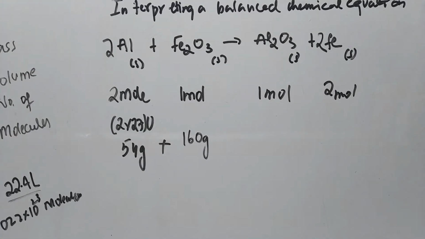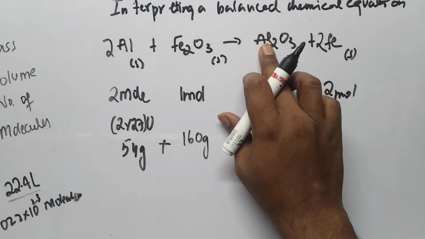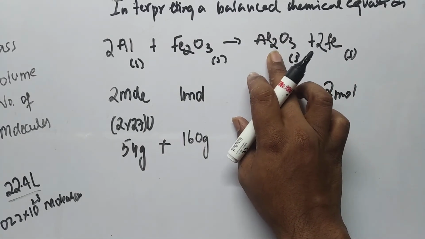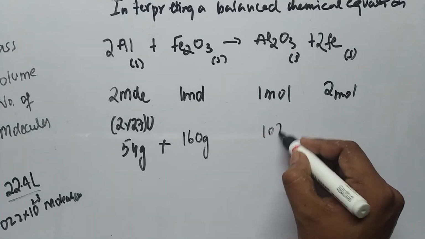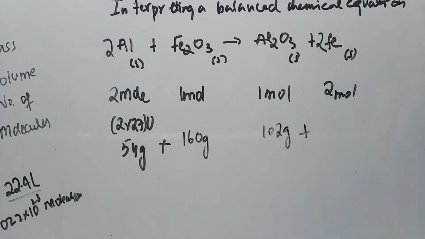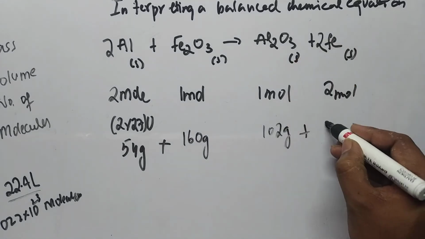Next we have to calculate the weight of aluminium oxide. We have 2 aluminiums, so 2 into 27, which is 54, plus 48. So we'll get 102. Next, the weight of 1 iron is 56. 56 into 2 is 112.